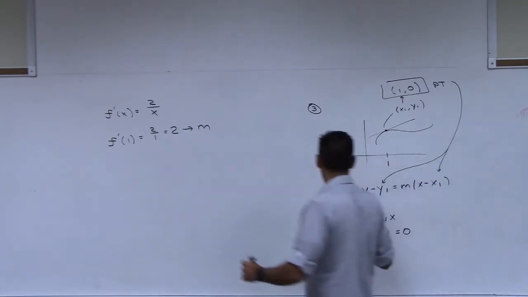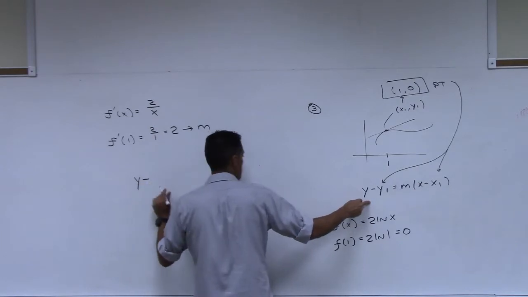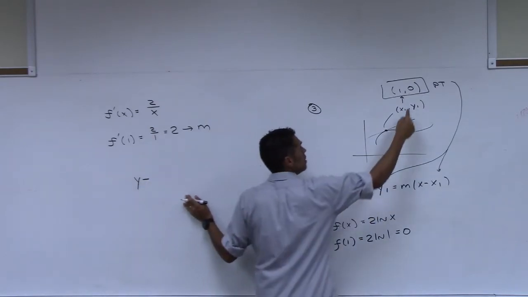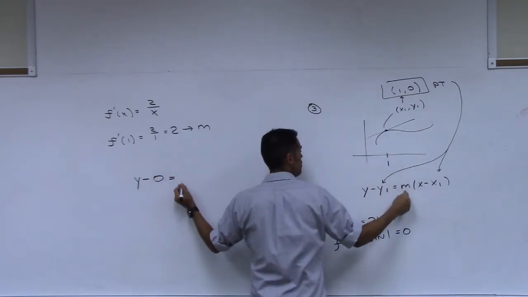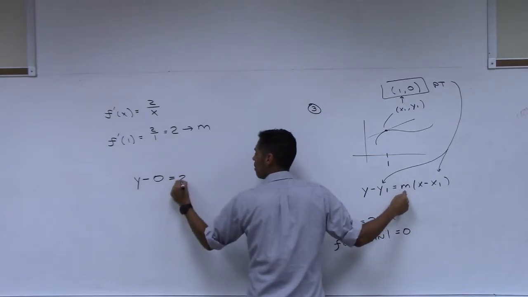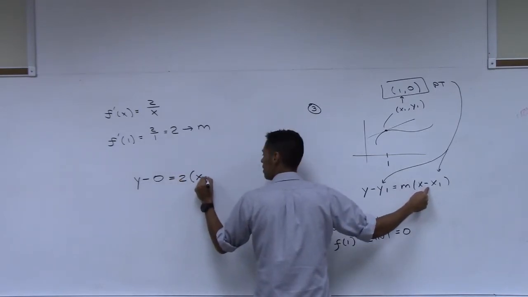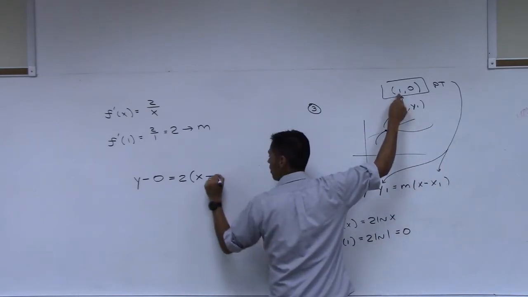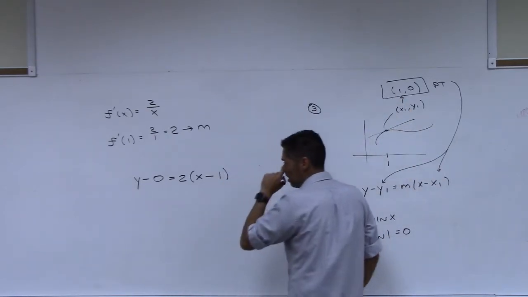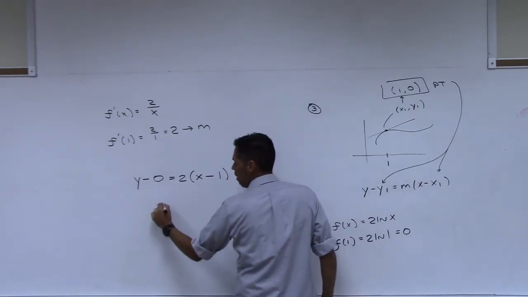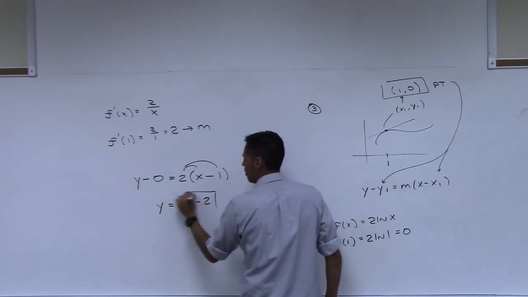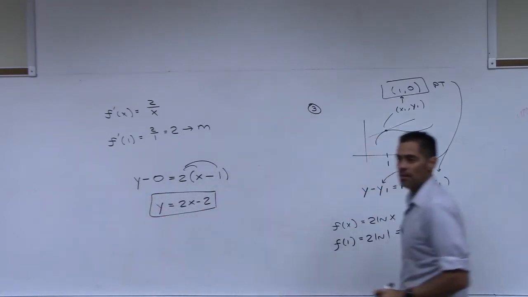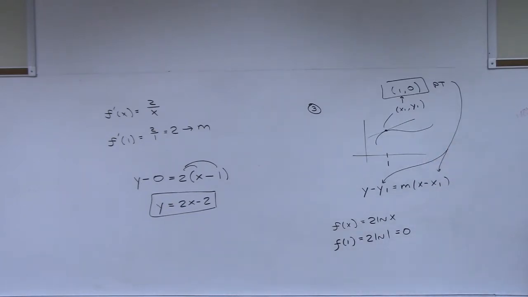Okay, so here we go. I'm going to write down the equation. It's y minus, what was y1? y1 was 0, equals m, which is 2, the slope of our tangent line, then x minus x1, which was the x coordinate up here, which was 1. And then you don't have to write y minus 0. You can just write y equals, and then you can distribute the 2 through: 2x minus 2. So that is the equation of that line. Questions?